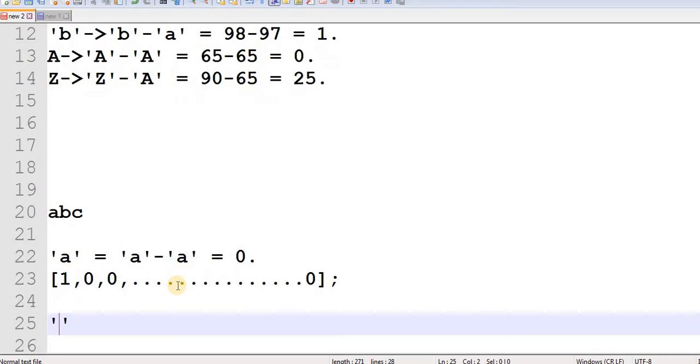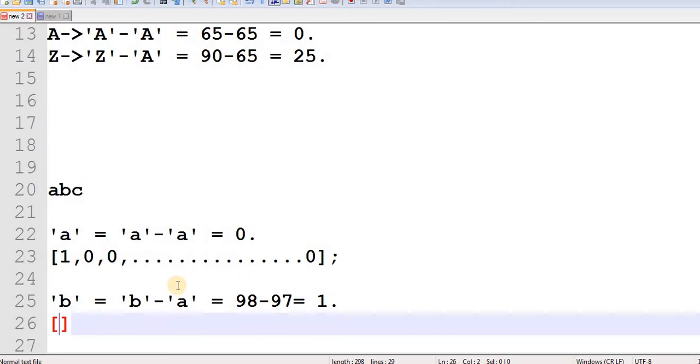Now the second input character is B, so B minus A, that is equal to 98 minus 97, that is equal to 1. So at index 1, increment the count. Previously it is 0, now it is going to become 1, and so on to 0.